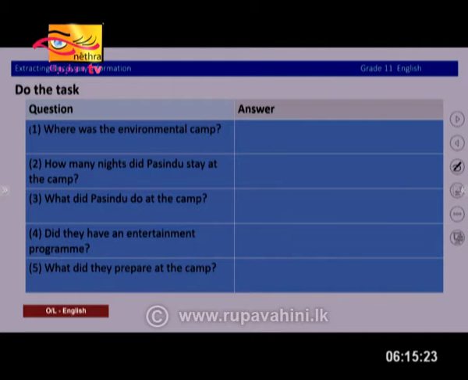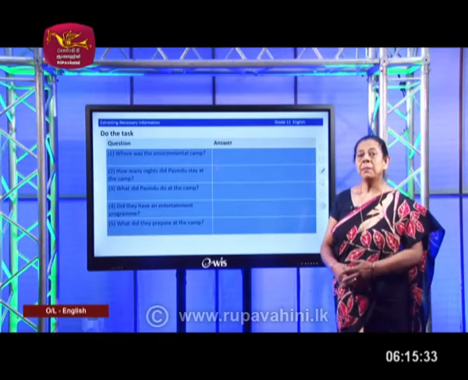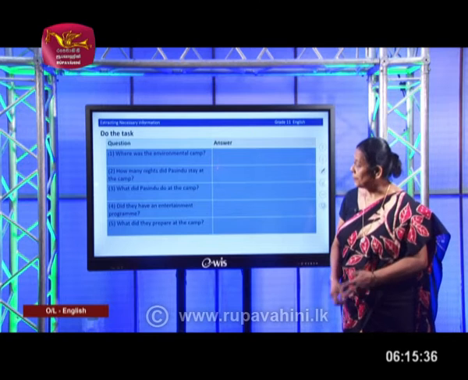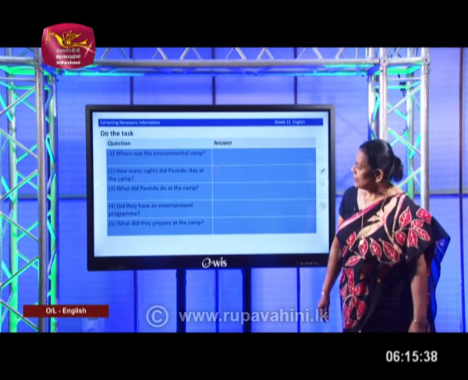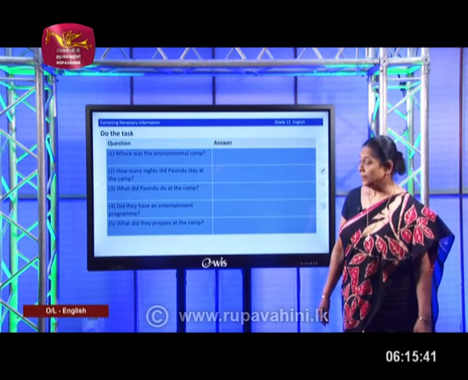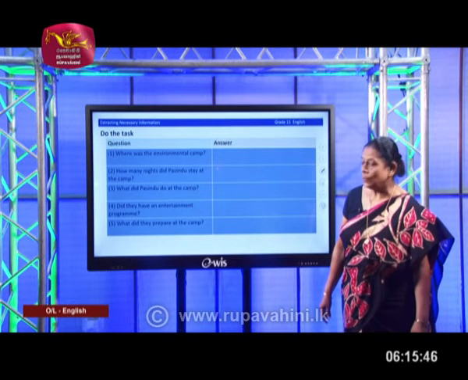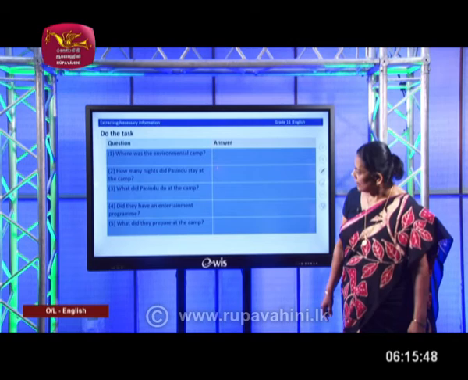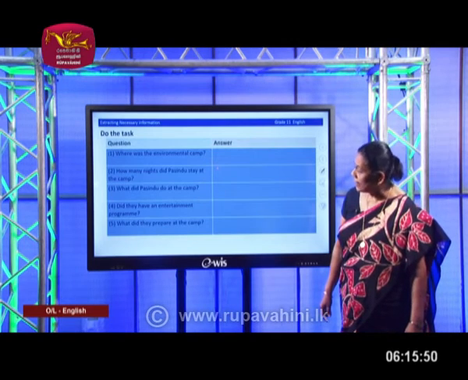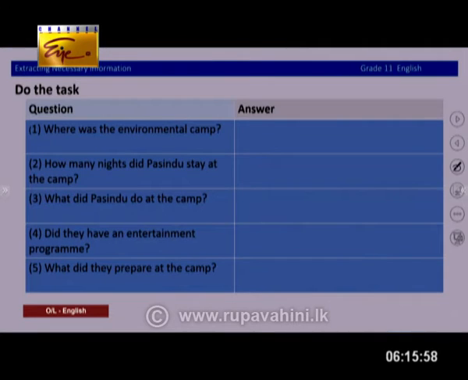So, you have to focus on the WH words given. Where? So, the answer should be a place. How many? A number. What? The things that Pasindu did. Did they have an entertainment program? Your answer should be yes or no. Last one, what did they prepare at the camp? Answer should be a thing. Right. Yes, children, quickly answer the questions.